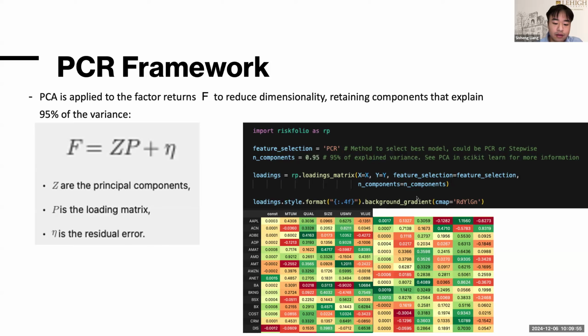So you can see what the code looks like in practice. By using the Riskfolio library, we calculate the loading matrix, which shows how each principal component contributes to the factors. The heat map below is the loading matrix and shows a clear visualization of these contributions, also highlighting the relationship between the assets and the factors after dimensional reduction. So this step makes the optimization process more robust and efficient.